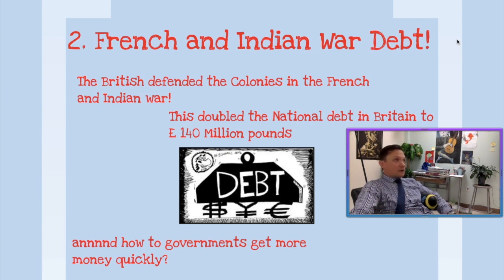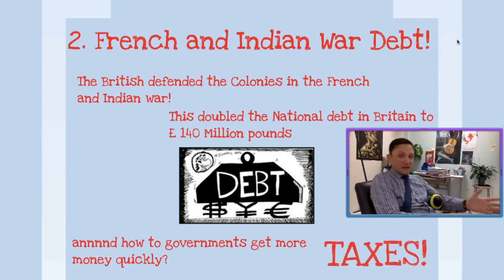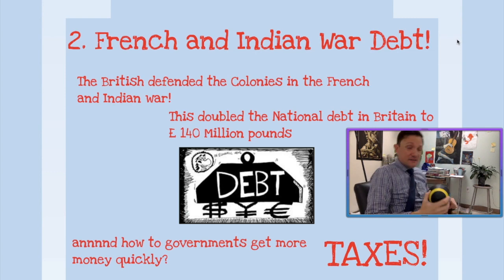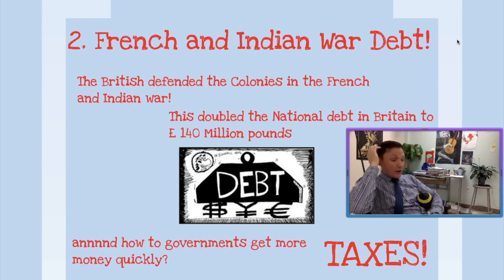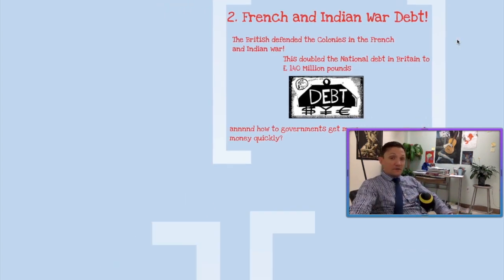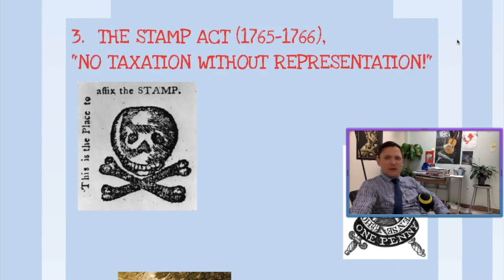And how do governments try to get money as fast as they can? They tax people, right? So this is going to begin a series of taxes that the American colonies felt were outright ridiculous, outright unfair, outright overzealous, and outright rude, right?